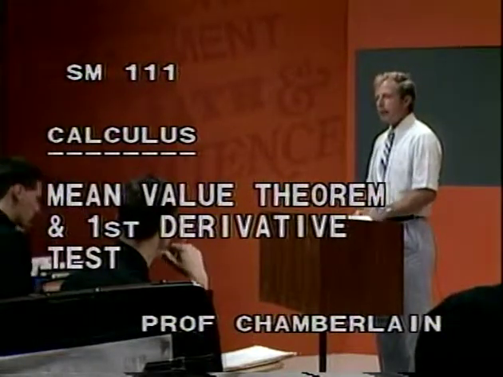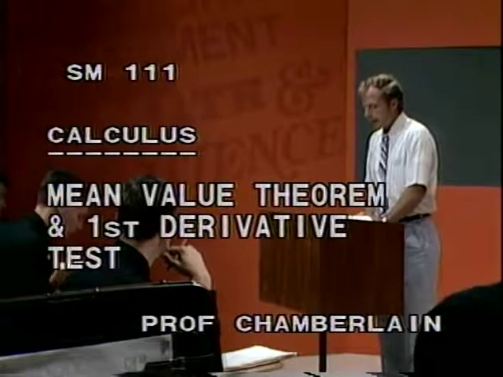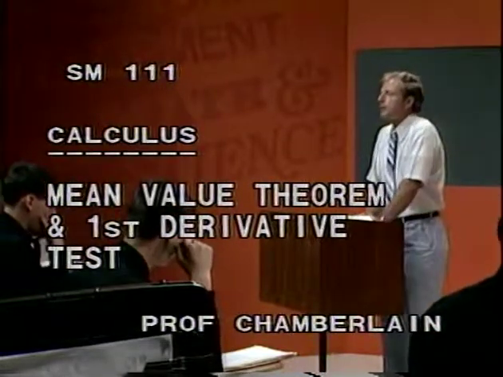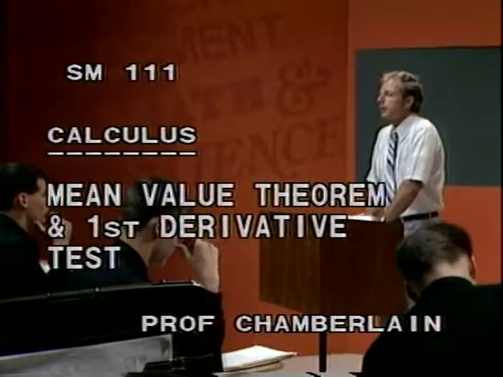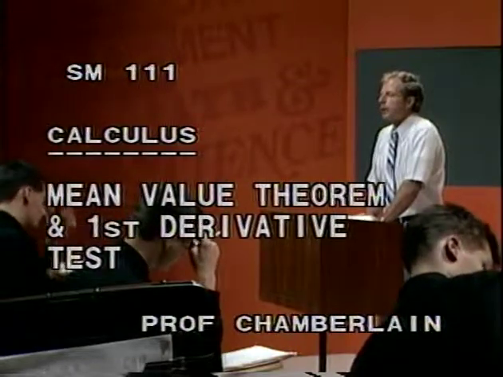Chapter 4, we're talking about applications of the derivative, and the kinds of applications I talked about a couple of times ago dealt with finding where the high and low points of a function are. And since then, we've discovered that those points are somewhat described by the fact that the tangent line either doesn't exist, in which case you have a corner, or the tangent line is horizontal. In other words, the slope is zero.